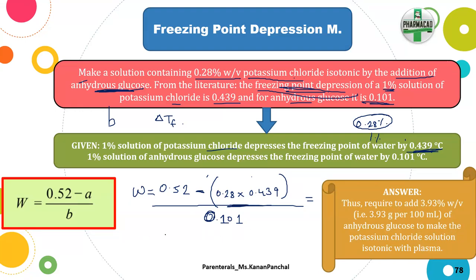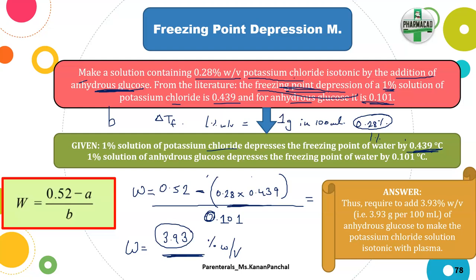Fine. So, jo bhi aaya tumhe, that is your W. And W ka units is very important. Main jo assignment dugi, half mark is just for the units. So, be careful. So, the units will be what? Again, percent weight by volume. Yeah, right. So, jo bhi aaya 3.93, 3.94 is percent weight by volume. And you all know percent weight by volume is what? 1% weight by volume, matlab 1 gram in 100 ml. So iska matlab kya hua? 3.93 gram in 100 ml.